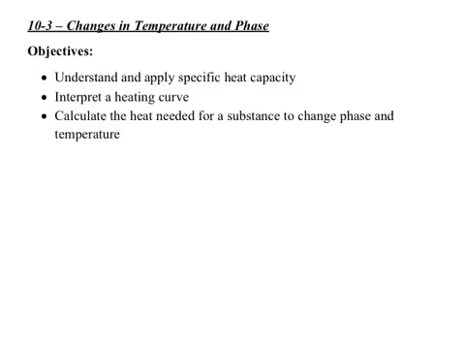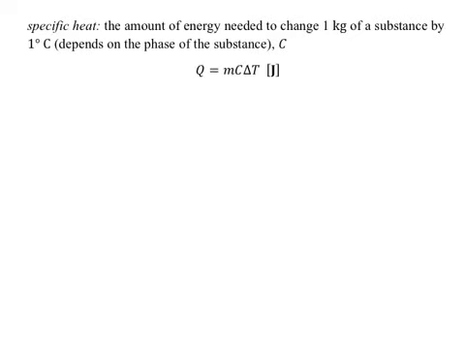Section 10.3, changes in temperature and phase. The three objectives here are to understand and apply specific heat capacity, to interpret a heating curve, and to calculate the heat needed for a substance to change phase and temperature. So specific heat is the amount of heat needed to change 1 kilogram of a substance by 1 degree Celsius.